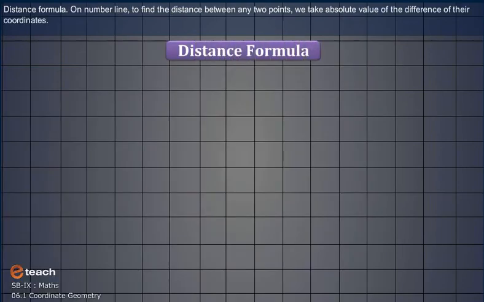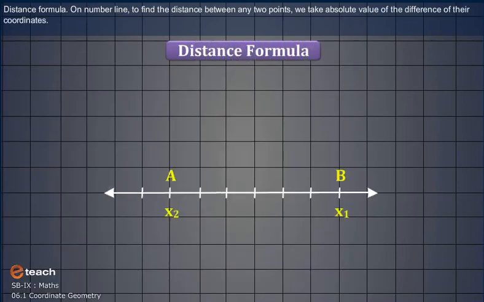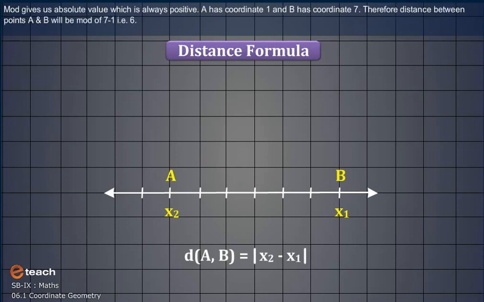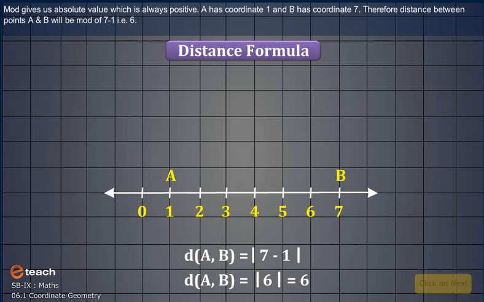Distance formula. On a number line, to find the distance between any two points, we take the absolute value of the difference of their coordinates. Mod gives us the absolute value, which is always positive. A has coordinate 1 and B has coordinate 7. Therefore, the distance between points A and B will be mod of 7 minus 1, that is 6.